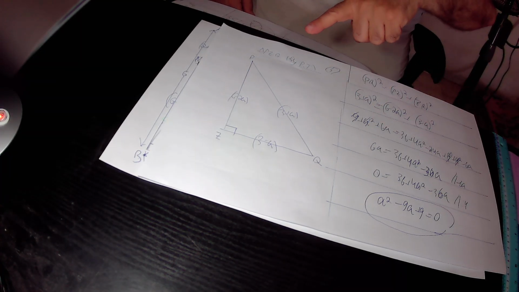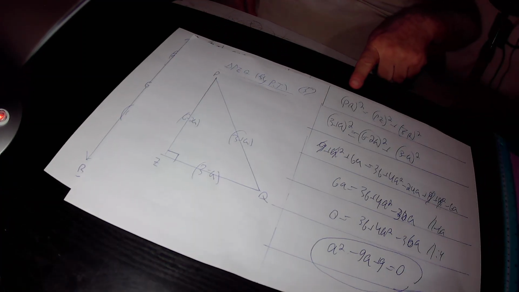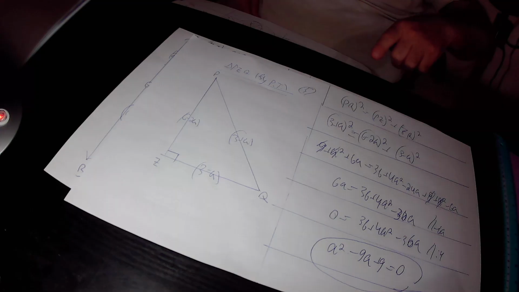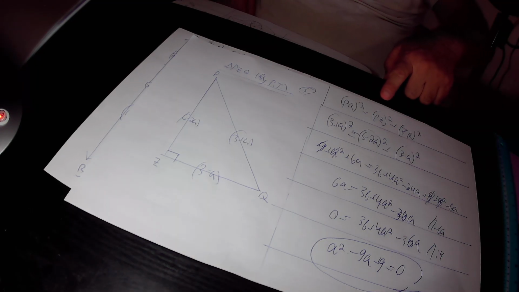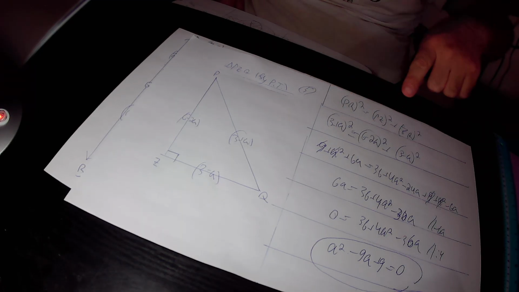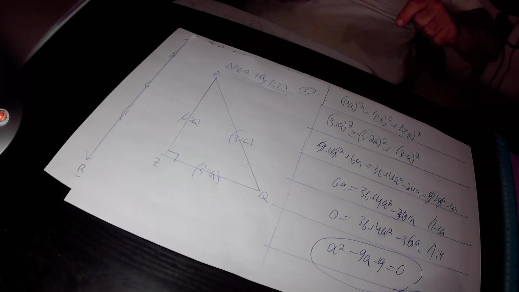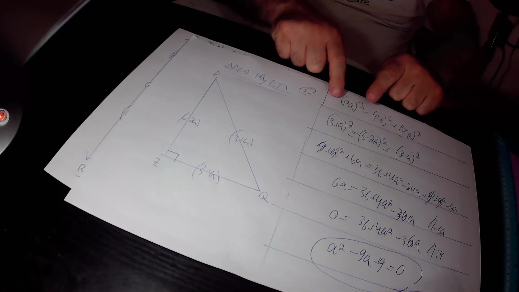Again, PQ squared equals PZ squared plus ZQ squared. PQ is 3 plus A, therefore PQ squared is (3 plus A) squared, and it equals PZ squared. PZ equals 6 minus 2A, therefore PZ squared is (6 minus 2A) squared, plus ZQ squared. ZQ is 3 minus A, therefore ZQ squared is (3 minus A) squared. We open the brackets on both sides of this equation.